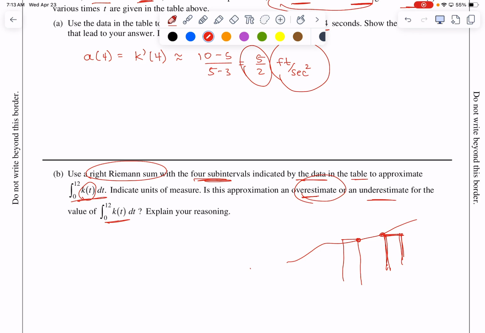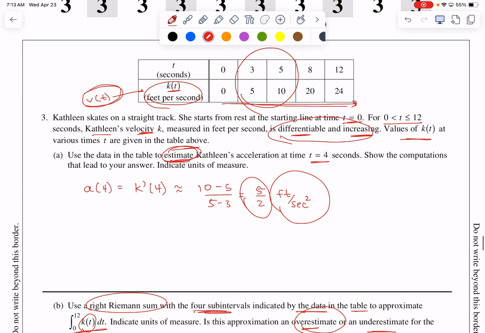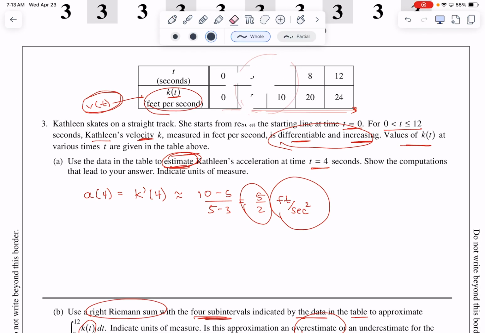The other 2 points is going to come from your right Riemann sum approximation, which is the integral from 0 to 12 of k of t dt. And so we're doing an approximation using 4 subintervals. It looks like the subintervals are just going to be broken up from 0 to 3, from 3 to 5, from 5 to 8, and then from 8 to 12.